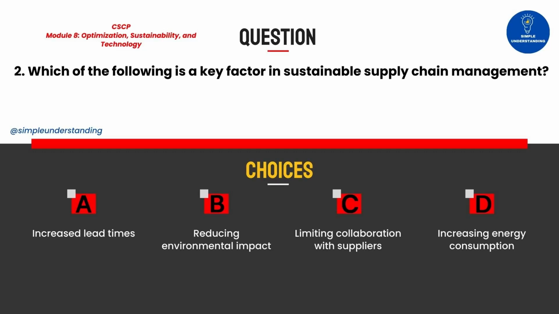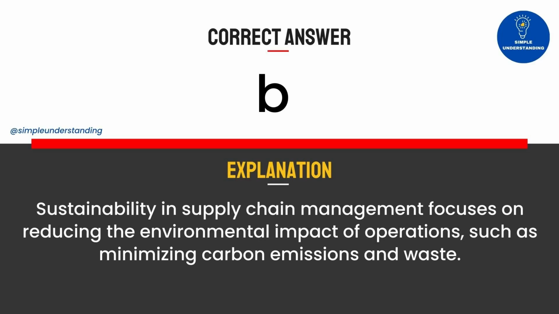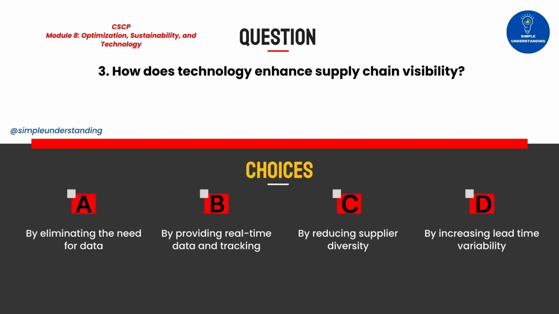Limiting collaboration with suppliers. D. Increasing energy consumption. Correct answer: B. Explanation: sustainability in supply chain management focuses on reducing the environmental impact of operations, such as minimizing carbon emissions and waste.